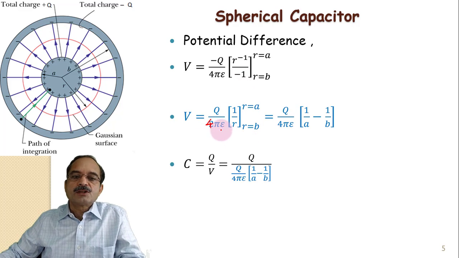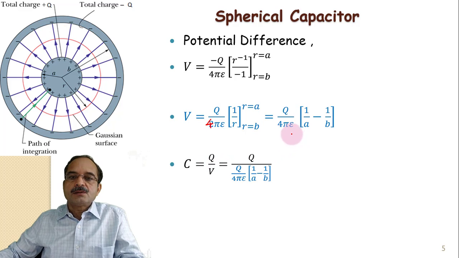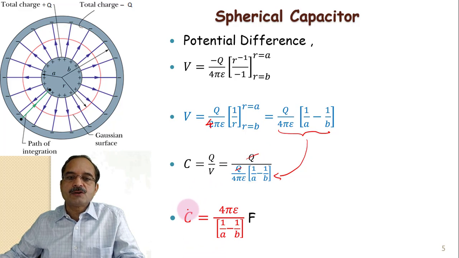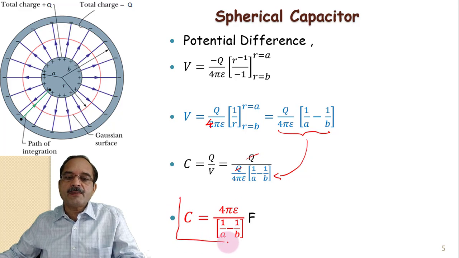Now substituting this into C equal to Q upon V, substituting this value of V here, the Q will cancel, and rearranging gives me C equal to 4 pi epsilon upon (1 upon a minus 1 upon b). So we have determined the formula for the capacitance of a spherical capacitor with inner radius a and outer radius b.